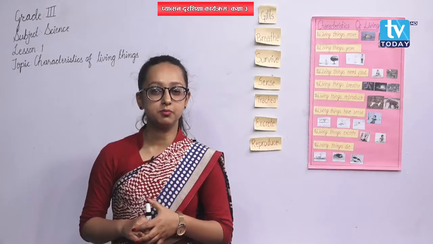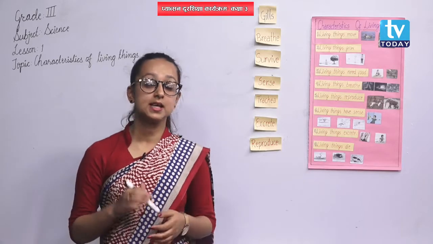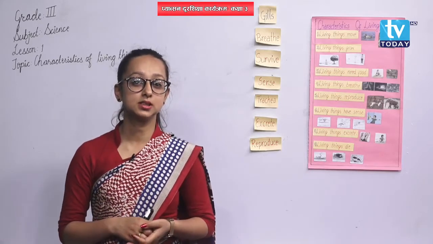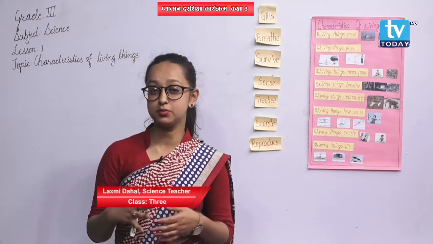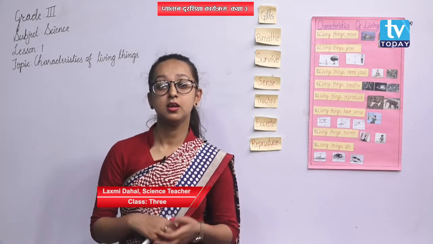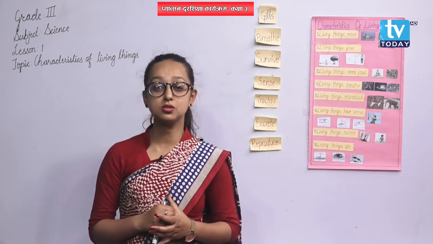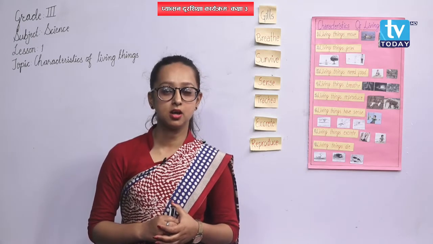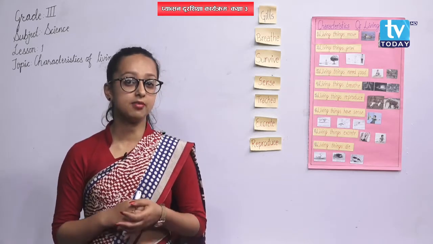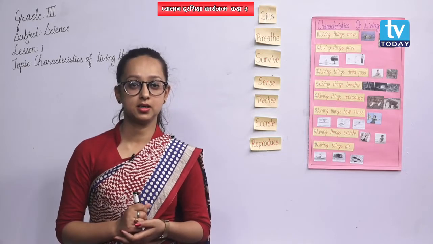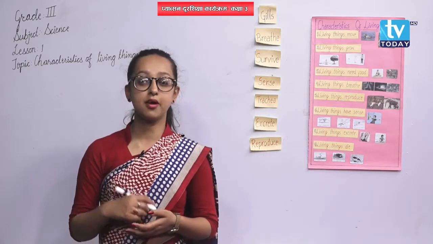Then, can you tell me what helps a fish to swim in water? Fish have fins that help them to swim in water. Similarly, birds also have wings that help them to fly in the sky. Dogs and human beings have legs that help us to move here and there. Most of the living things move with legs. Whereas, as I mentioned, fish have fins, birds have wings.